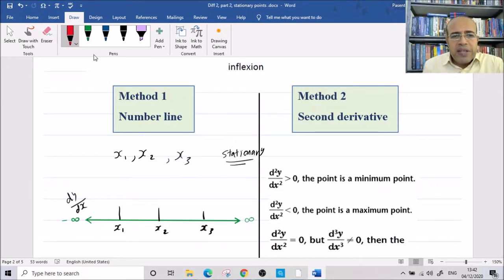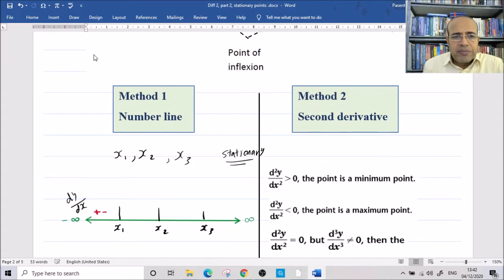If dy by dx before x1 is positive, we say it is an increasing function. If the value of dy by dx between x1 and x2 is negative, we say it is decreasing. If between x2 and x3 dy by dx is positive, we say increasing. If dy by dx after x3 is positive also, we say increasing.